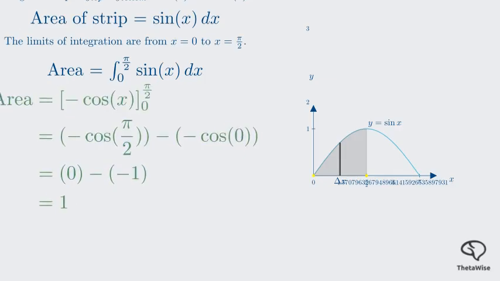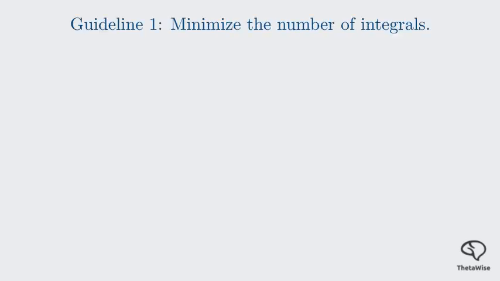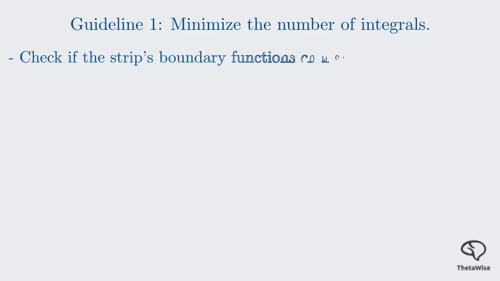Compare that to the arcsine integral we imagined earlier. A vertical strip led us to a simple calculation and a clean answer. This is a perfect example of why choosing the correct strip is so important. Let's quickly recap the key guidelines we've established today for choosing a representative strip. First and most important, choose the strip orientation, vertical or horizontal, that requires the fewest integrals. This usually happens when the top and bottom or left and right boundary functions of the strip never change across the entire region.